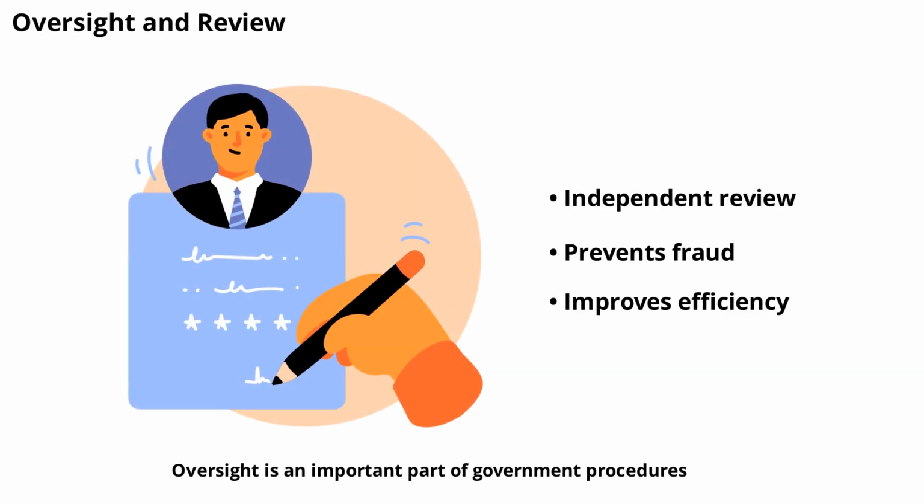Oversight is an important part of government procedures. Independent agencies, auditors, or the public may review how procedures are followed. This helps catch mistakes, prevent fraud, and improve efficiency. Regular oversight ensures that government actions remain transparent and accountable.